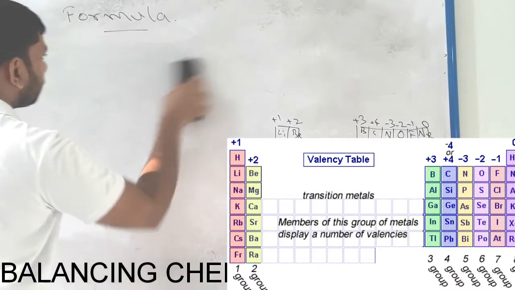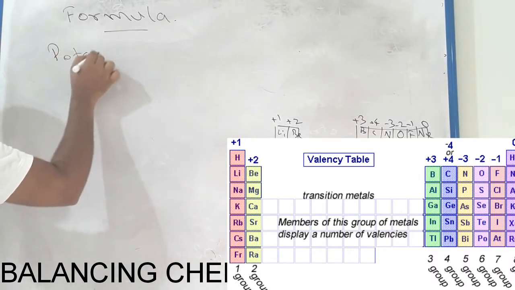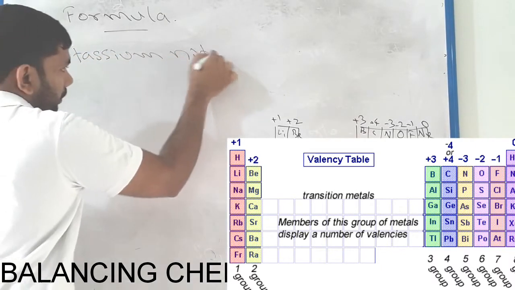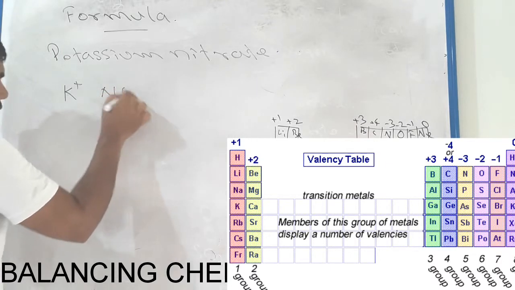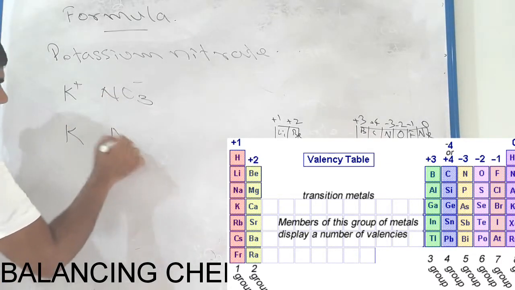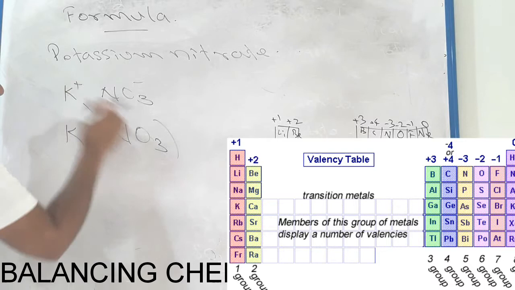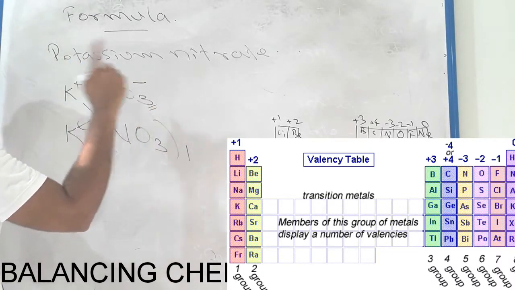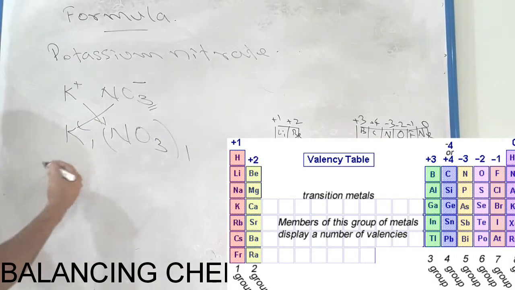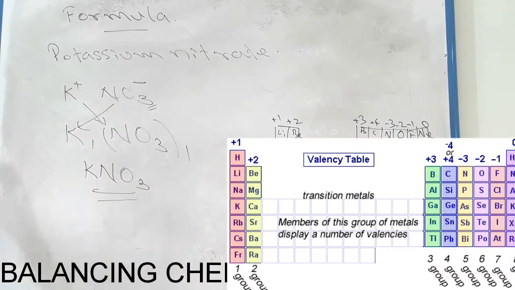Look here, another example, potassium nitrate. Potassium K, charge plus 1, nitrate NO3 minus. Write it again, K NO3. Here there are many atoms, so put a bracket. Here plus 1, here NO3 minus. So we will not use 3, we have to use the charge. Here minus 1, so 1. Both are 1, so no need to put a number. KNO3. This is the formula for potassium nitrate.